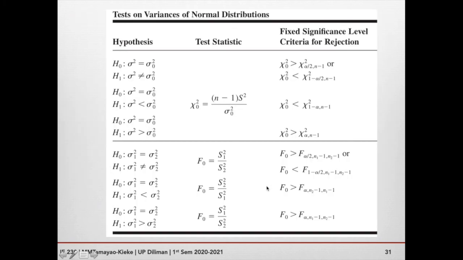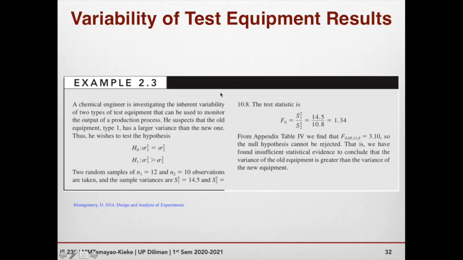And of course, you might be wondering, so what's the difference between these two? The difference lies in the critical region, because this one is one-sided, this one is two-sided. And for the two-sided test, you have this as your critical region, and then you have this for your one-sided test. All right, so let's look at an example here.